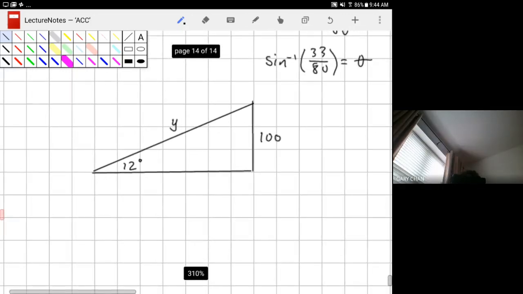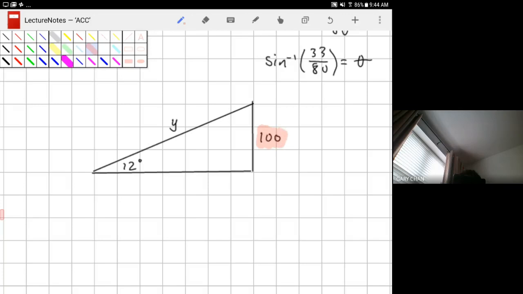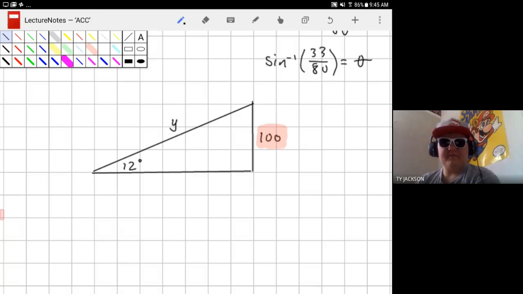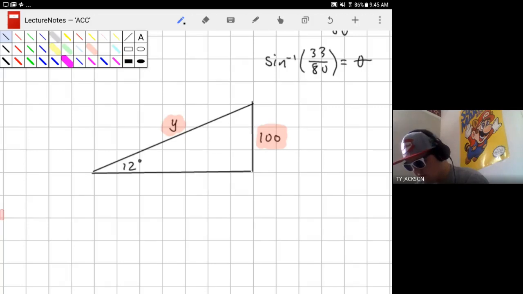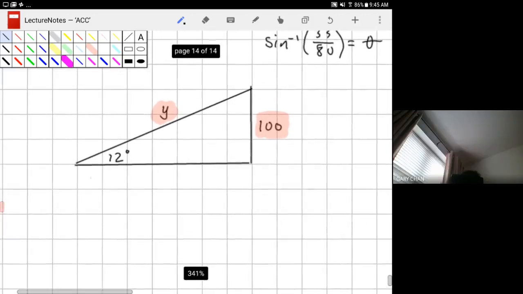So because we're trying to figure out what the hypotenuse is, and Ty, since you started this off, what is 100 right here? Is this the opposite or the adjacent side? So 12 degrees. It is opposite. It is indeed the opposite side. Opposite to hypotenuse, what is that? That would be sine. So we're going to say sine of 12 degrees is equal to opposite over hypotenuse.